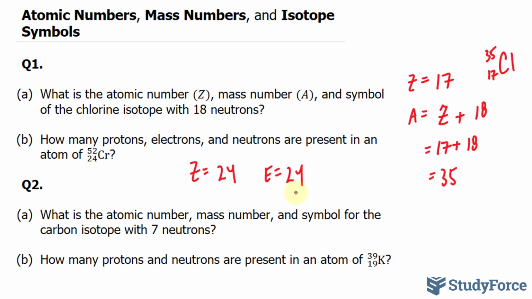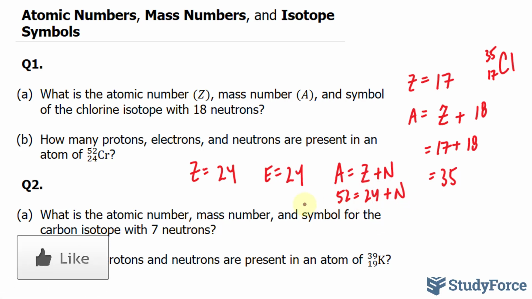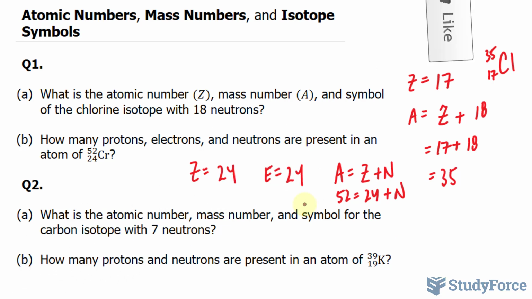And lastly, to find out the number of neutrons, we'll use this simple mathematical formula where A, which represents the mass number, is equal to Z, the number of protons, plus the number of neutrons, which I'll represent as N. I know what A is equal to. That's this number, 52. Z is equal to 24, plus N. If I rearrange this formula, I end up with 52 minus 24, and that will give me my number of neutrons. 52 minus 24 is equal to 28. So the number of neutrons here is 28.